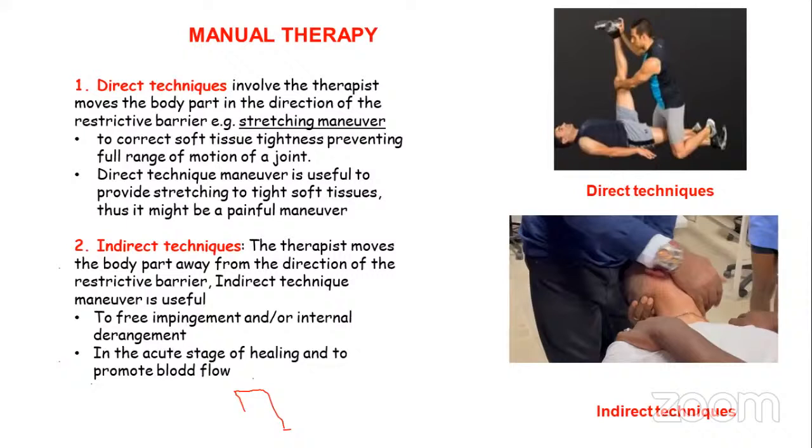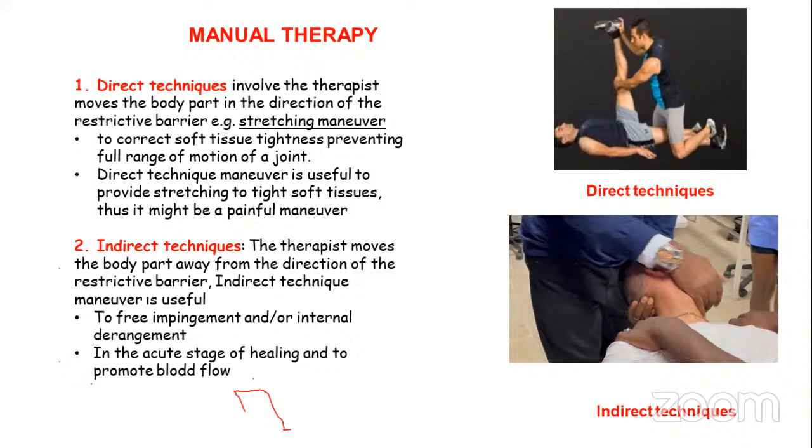You want to stretch the piriformis muscle, you have to move it in the direction of the pain. You want to stretch a biceps muscle, you know when the biceps is tight. If you want to stretch it, you have to extend the elbow. And when you are extending the elbow against a tight biceps, there will be pain, but that's the solution. So direct technique is generally used for stretching, all right? Then we have indirect technique.